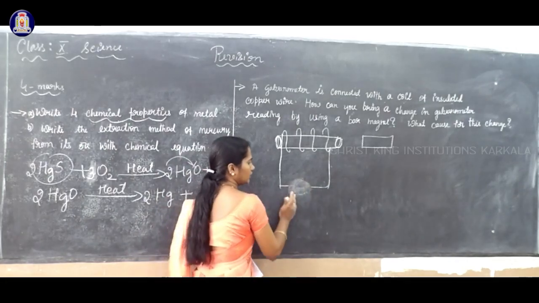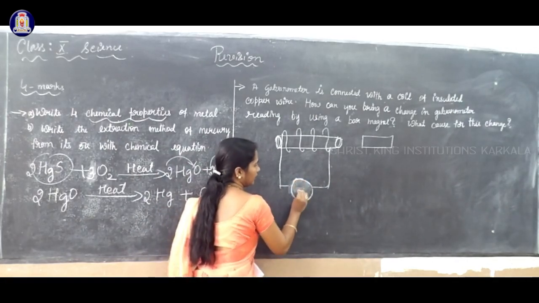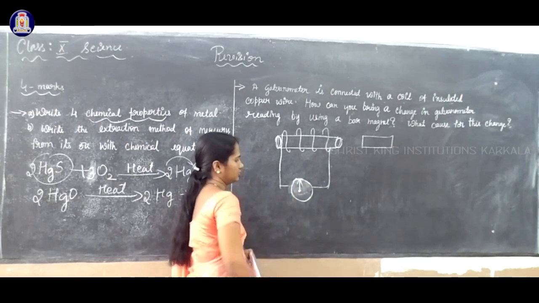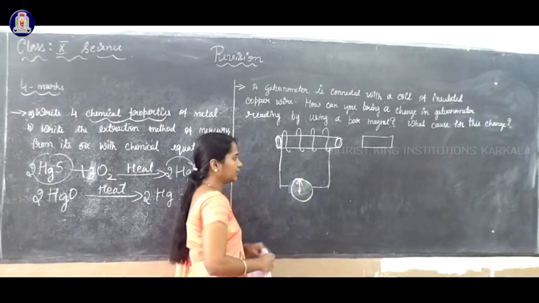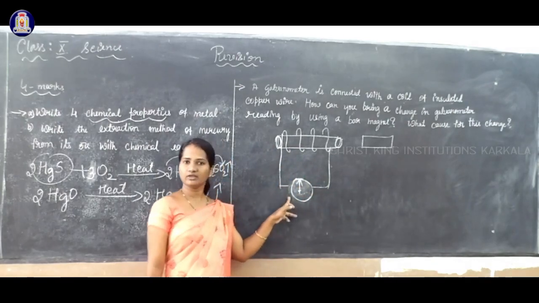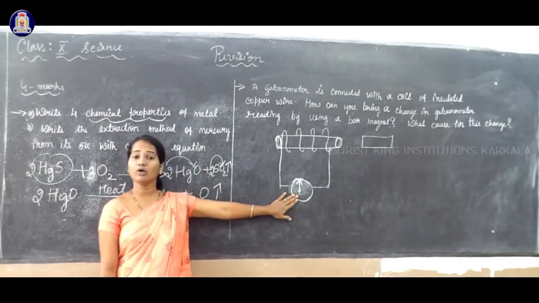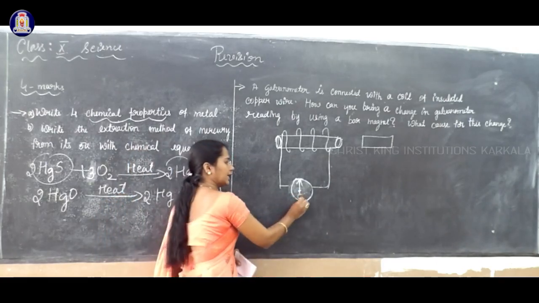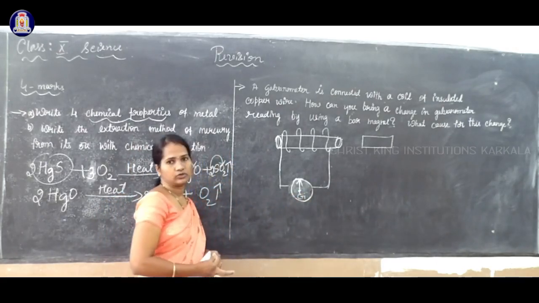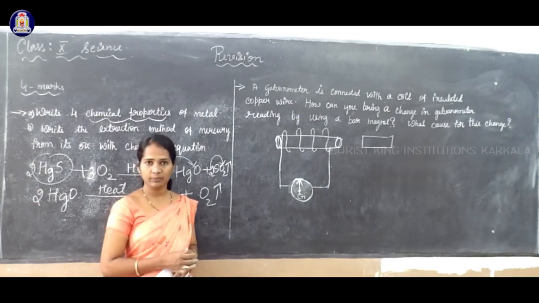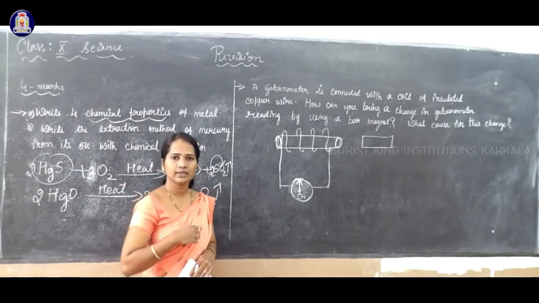This galvanometer has a needle. So if the current flows in the coil, the needle deflects. If current is not flowing, the needle is not deflecting. So how can you bring a change in this galvanometer needle? Faraday conducted an experiment based on electromagnetic induction.